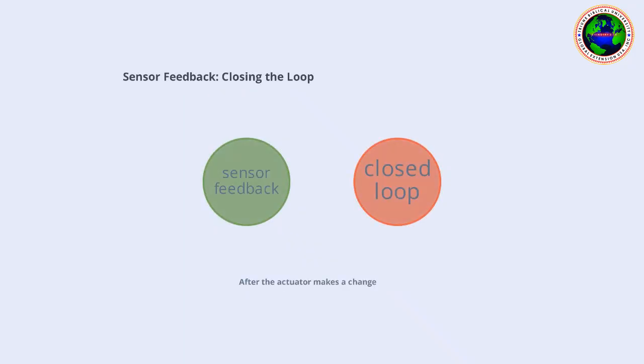After the actuator makes a change, the sensor measures the new output of the plant. This feedback is sent back to the controller, closing the loop. The system can now see how effective its actions were and make further adjustments if needed. This continuous feedback is what makes control systems robust and reliable.